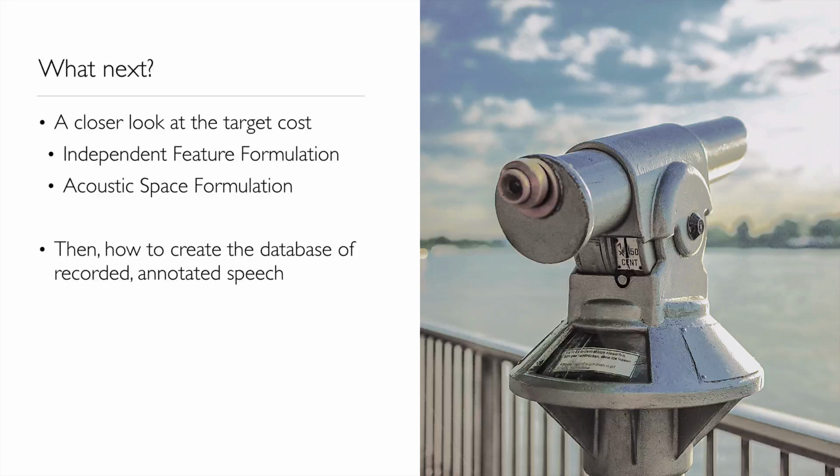And we'll see that we want coverage. We want maximum variation so that our target cost function has a lot of candidates to choose amongst for each target position. And that our join cost function can find nice smooth joins between those candidates.